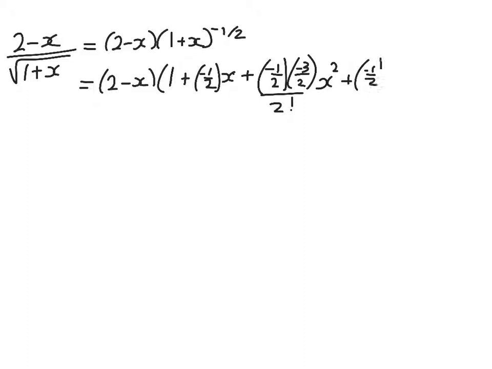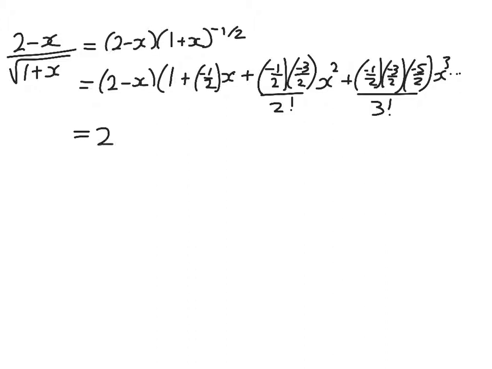So we get negative a half, negative 3 over 2 times negative 5 over 2 over 3 factorial x cubed, dot dot dot. You'll get that on the formula sheet, but if you need to use it, you haven't done enough practice. So we're now going to expand that in 2 bits.